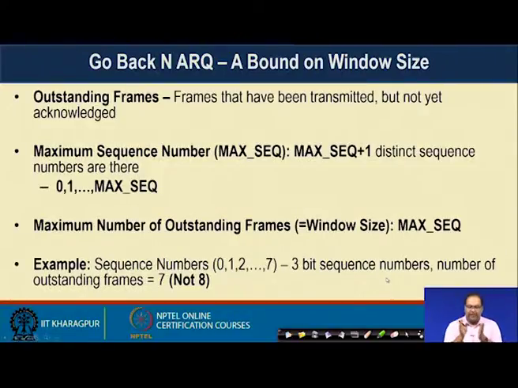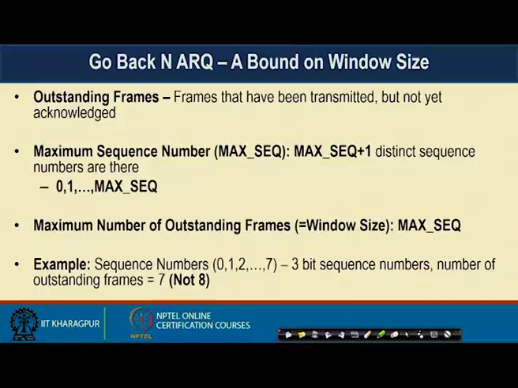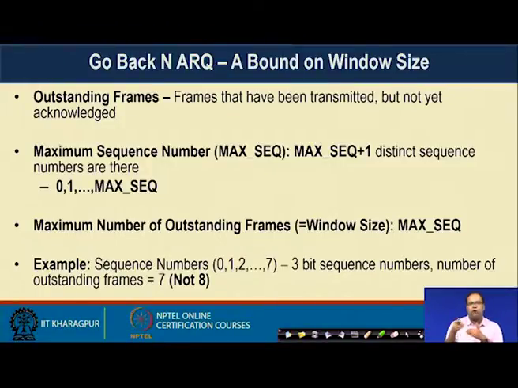Now, let us look into what is the relation between the window size and the sequence number in case of go back N ARQ. In case of go back N ARQ, the frames that have been transmitted, but not yet acknowledged, we call as the outstanding frames.